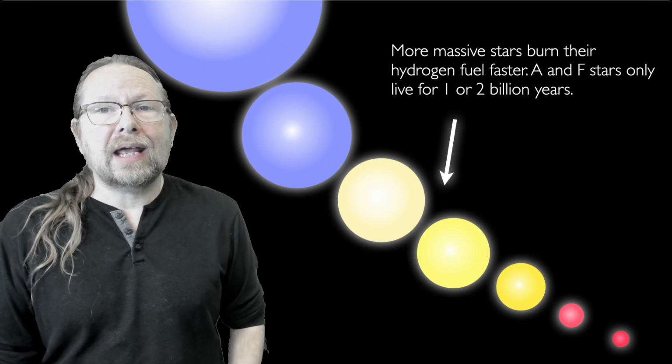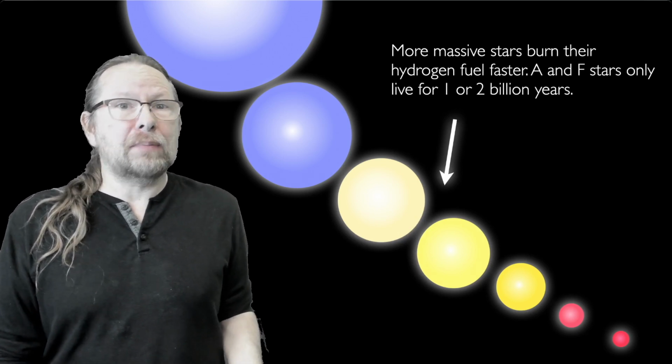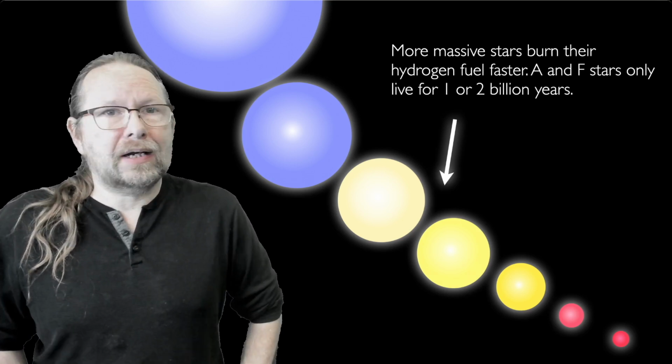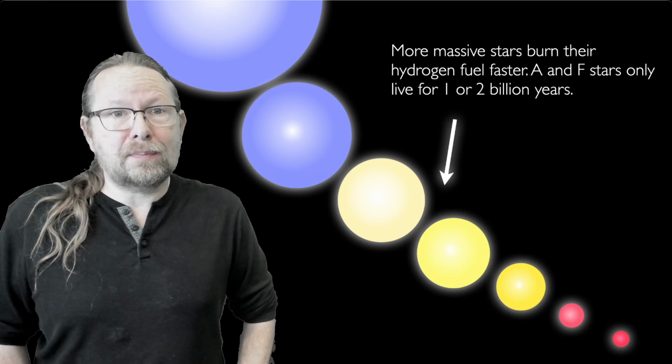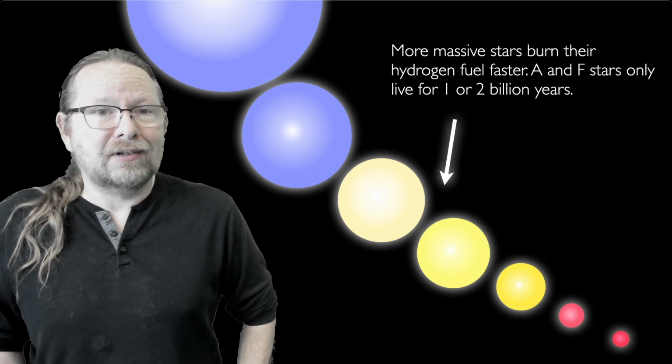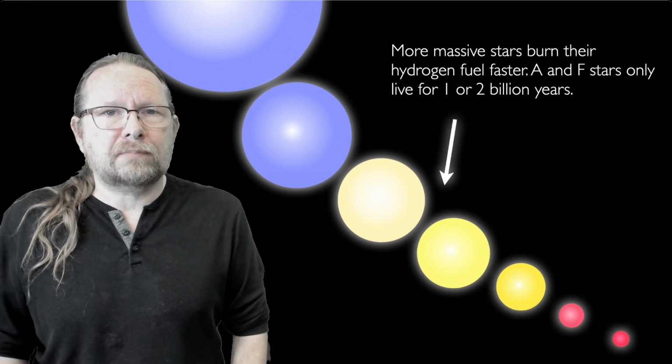So if we're interested in advanced life that has evolved beyond simple single-celled organisms and bacteria and things like that, 1 or 2 billion years might not be enough. So while an A or an F star might be the center of a habitable planetary system, that planetary system is not going to live for very long. It would have been long gone by now if the Earth was around an A or F-type star.